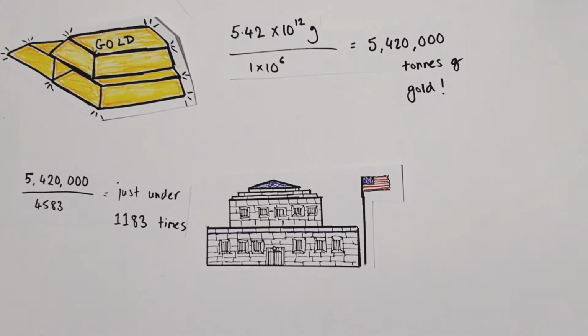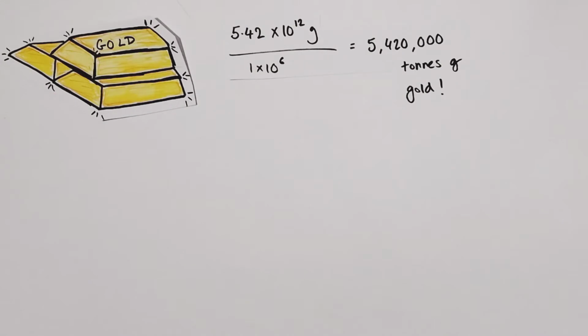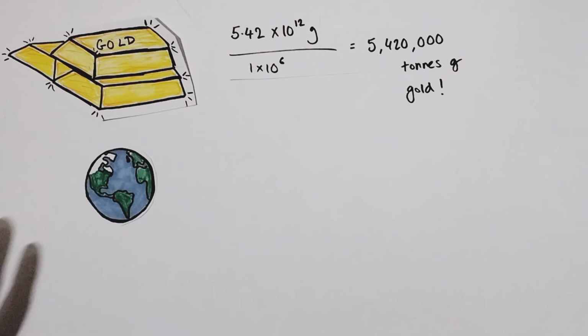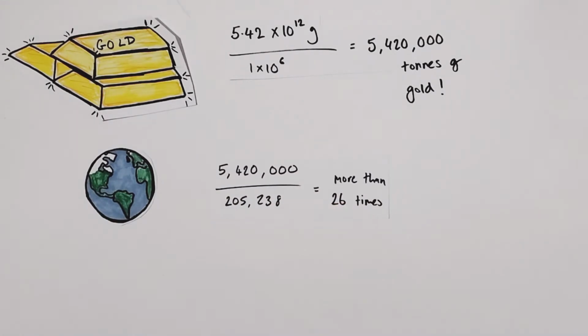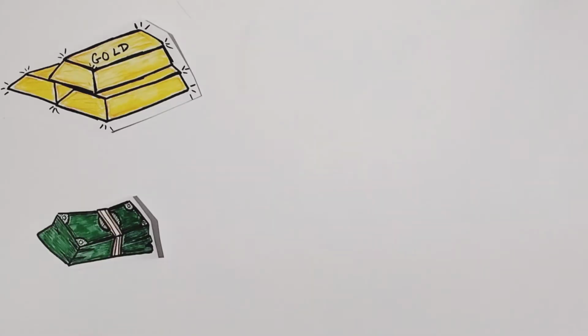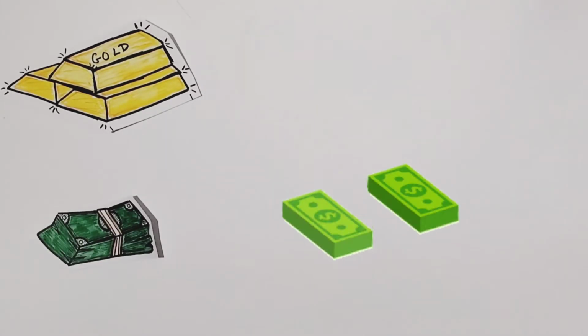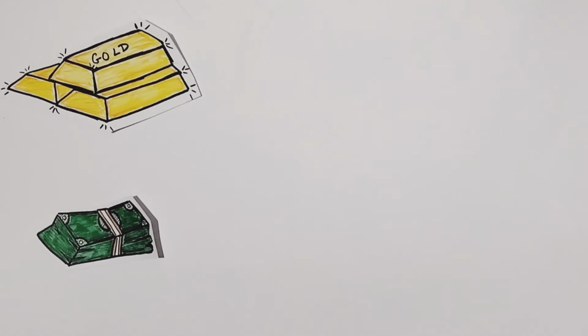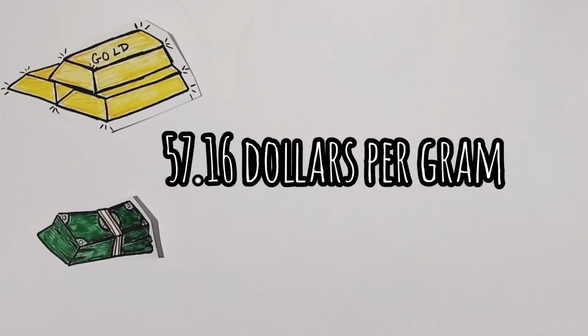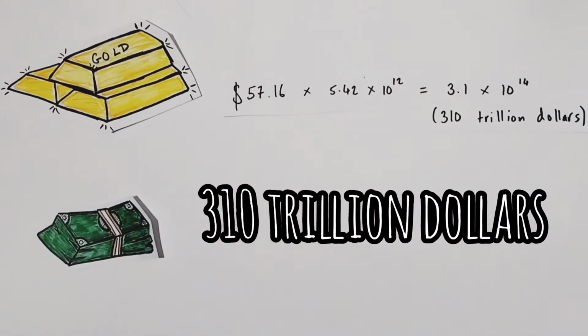In fact, let's think a bit bigger, shall we? According to gold.org, an estimated 205,238 tons of gold have been mined throughout the whole of human history. So we're talking about 26 times that amount of gold still being dissolved in our oceans, waiting to be extracted. The question you're probably begging to have answered, just how much is all that gold worth? Well, at current market value of $57.16 per gram, we're talking about an estimated value of $310 trillion.